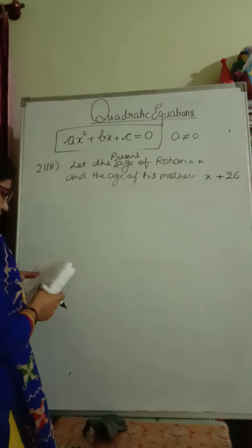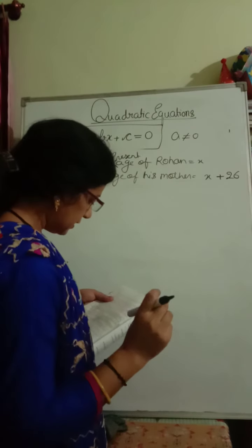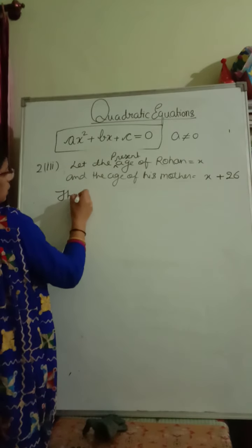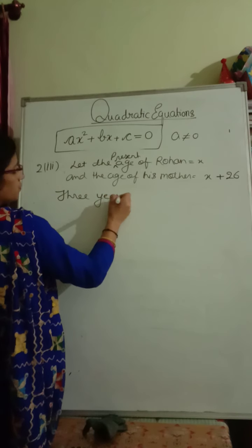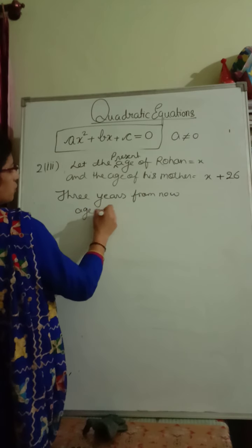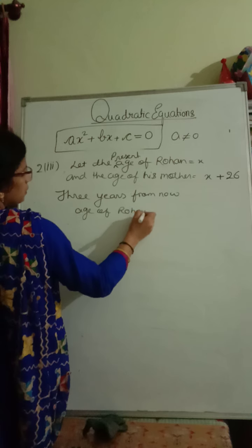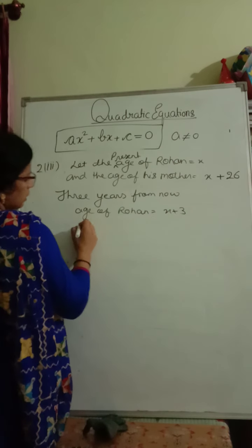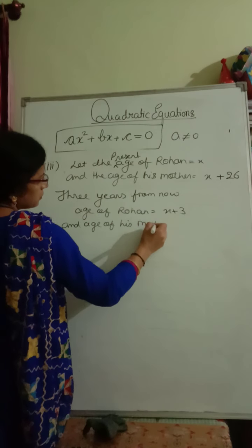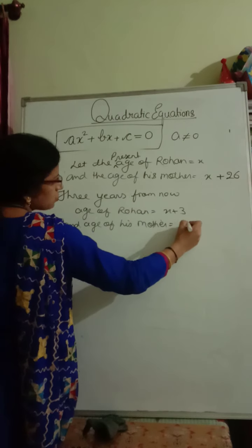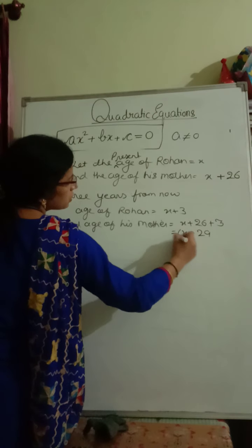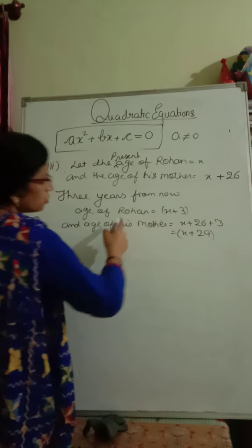Now what they are saying, the product of their ages 3 years from now. So 3 years from now, calculate the age of both. The age of Rohan was x, so it will be x plus 3, and the age of his mother was x plus 26, so it will become 3 years older, x plus 29. So this will be the age of mother, this will be the age of Rohan, 3 years from now.